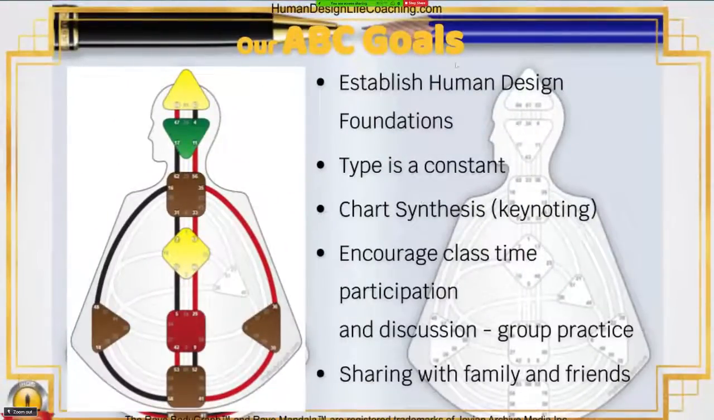My goal in ABC is to keep establishing the basic fundamental human design foundations where type is a constant. We're going to practice chart synthesis, i.e. keynoting, in this class. I really encourage you to come to class, to participate, to have a discussion. There's a group practice at the end of this class, at the end of my lecture pieces with you.